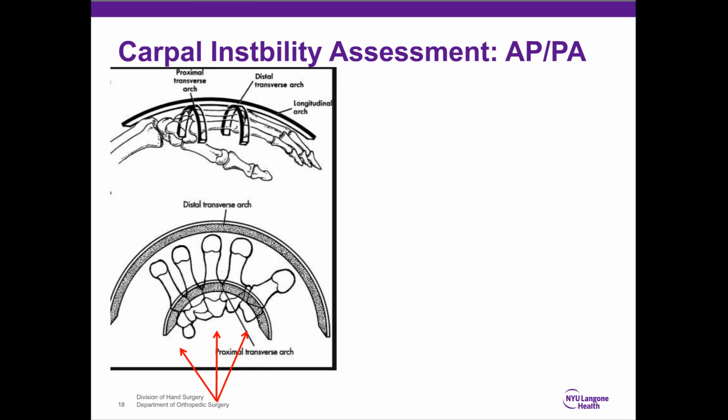Okay, so back to the importance of knowing if you're getting an AP or a PA. This is just an anatomy reminder: make sure you take into account the transverse carpal arch. What that means is the carpal bones are narrower on the volar side than they are on the dorsal side. So if you know where your beam is coming from, just keep in mind that the beam will have divergence.